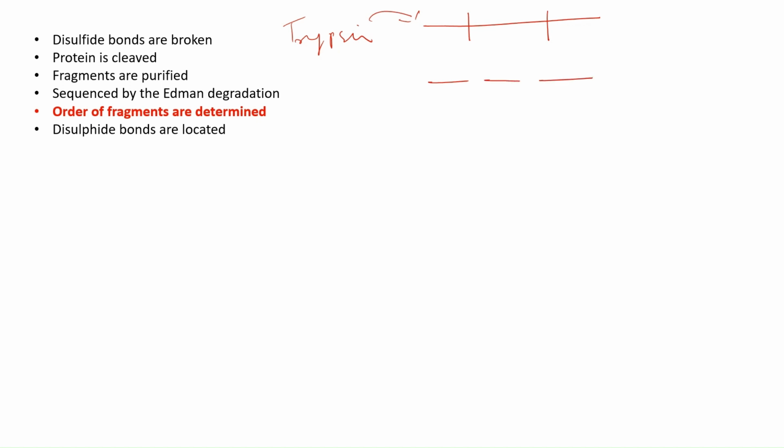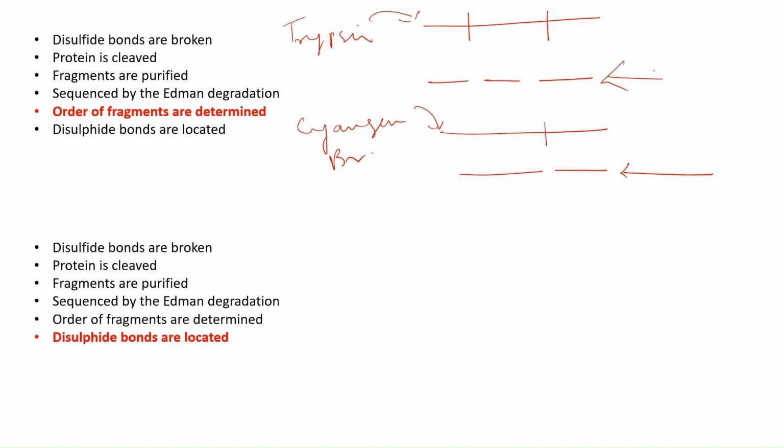Then we will use another chemical, for example, cyanogen bromide. When we use cyanogen bromide on this polypeptide chain, suppose the cyanogen bromide has only one cleavage point, so it will break the same polypeptide into 2 fragments. Then what will we do? We will overlap this fragment and this fragment to generate the order of fragments, the complete sequence. Correct? How we are going to do this, we'll understand with an example in the next slides.